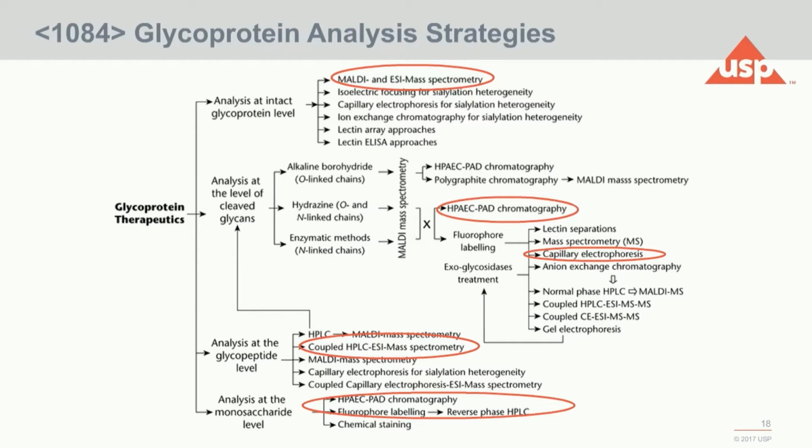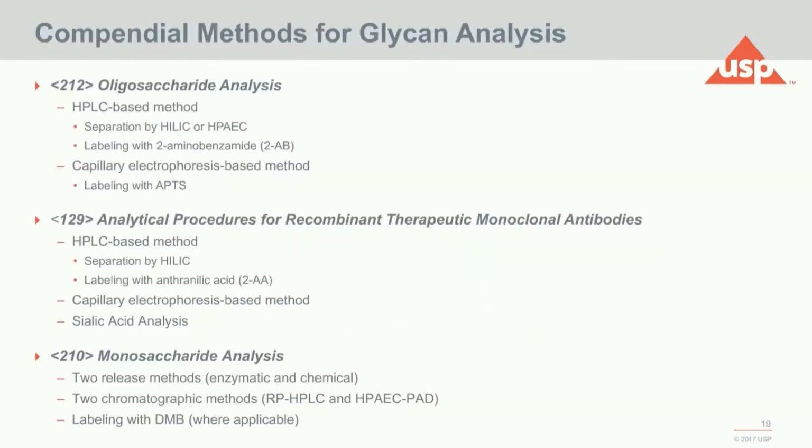So I'm just going to give a quick overview of the compendial methods for glycan analysis. I'm not going to go into these in any great level of detail because they're already laid out very nicely in these chapters. So these three chapters do contain validated methods for glycans. Chapter 212, which focuses on the released oligosaccharides, has multiple HPLC-based methods using either HILIC or HPAEC, and a labeling procedure for 2-AB labeling. There's also an option to use capillary electrophoresis, and this method also includes the labeling with APTS.